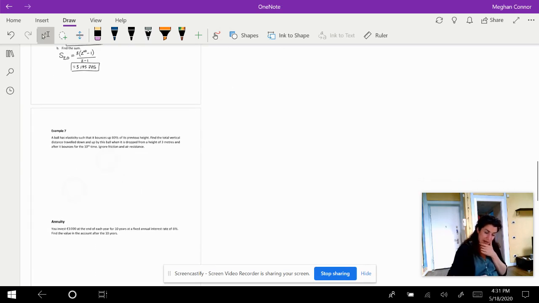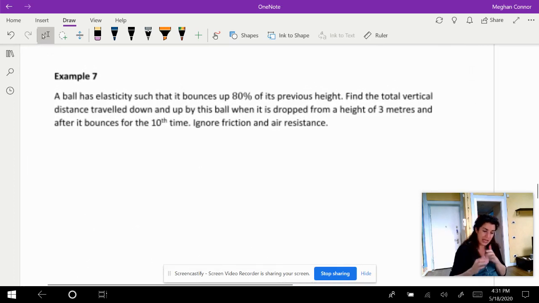Okay. Our last example for today. A ball has elasticity such that it bounces up 80% of its previous height. Find the total vertical distance traveled up and down by this ball when it is dropped from a height of 3 meters and after it bounces for the 10th time. Ignore friction and air resistance.